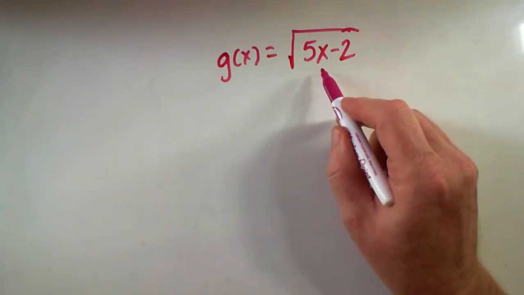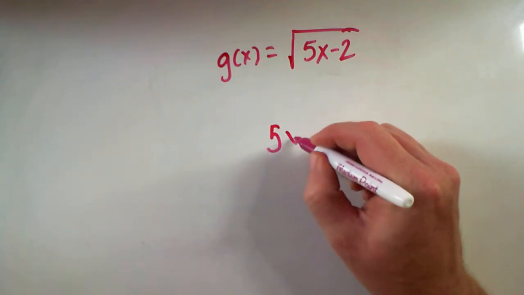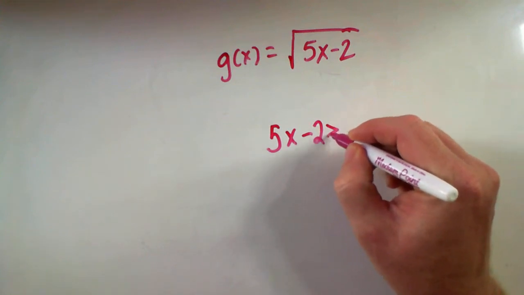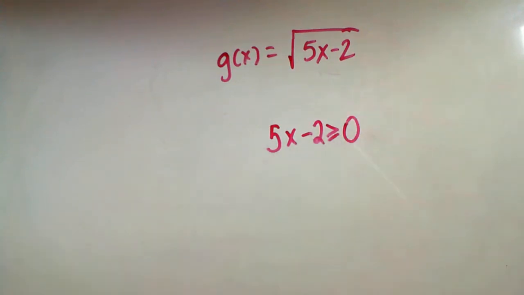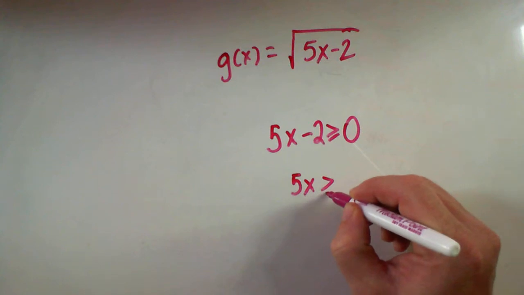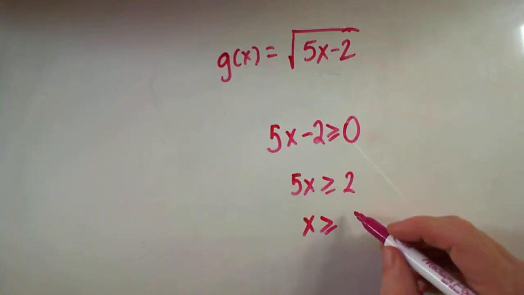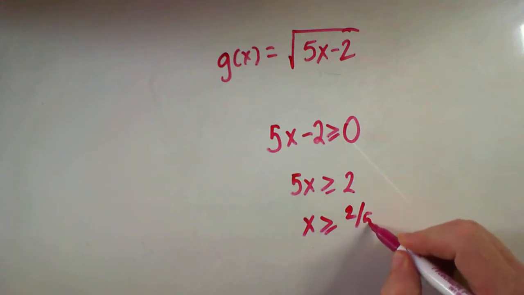So we take whatever is underneath the radical sign, and we set that greater than or equal to 0. So 5x minus 2 is greater than or equal to 0. That means that 5x is greater than or equal to 2, and x is greater than or equal to 2/5.